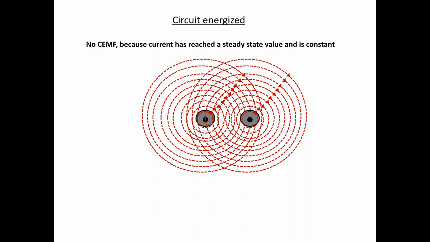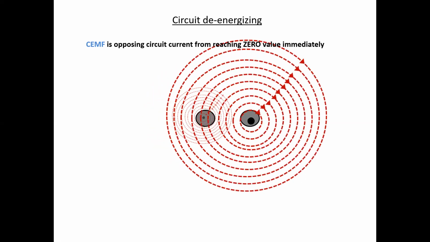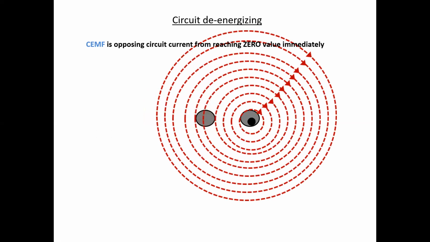Once the circuit is fully energized in a DC system, no counter EMF will be produced, because the current will have reached a steady state value. And remember, the definition of inductance is that it will have an effect when there is a change in current flow rate. When the circuit is de-energized, there is a change in current flow, a collapsing magnetic field, which will cause an increase in voltage. And so again, the circuit will be increasing the length of time that it takes for the circuit to reach zero.